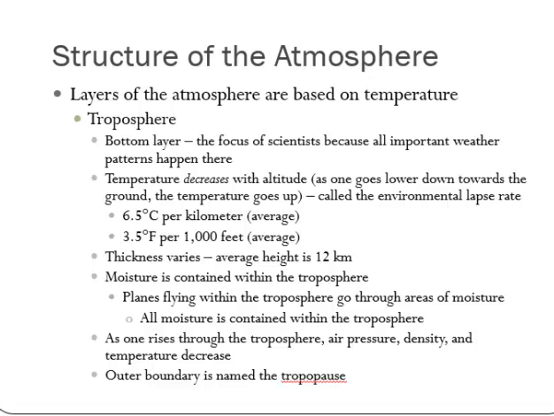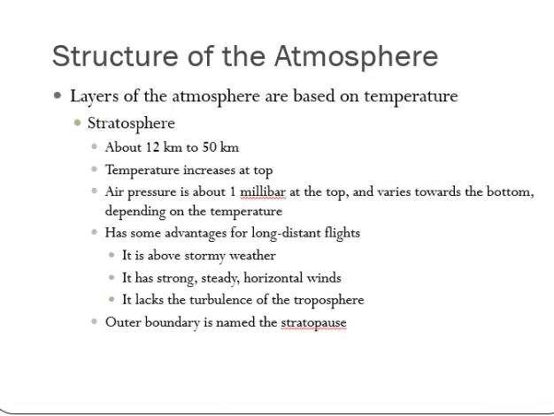All the air moisture, and certainly there's plenty of moisture and humidity in the air that we breathe, is in the troposphere. So planes flying in the troposphere go through areas of moisture. If they're flying above the troposphere, there really isn't going to be any moisture up there. As one rises through the troposphere, air pressure, density, and temperature all decrease, and the boundary above the troposphere is called the tropopause.